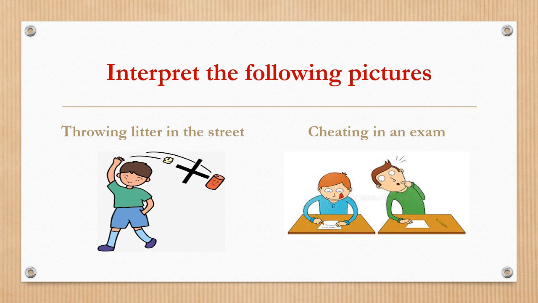Here we have two pictures. Read the caption and tell us what is common between these two pictures. Picture number 1, throwing litter or rubbish in the street. Picture number 2, cheating in an exam. We agree that both actions are immoral. We can say that they are immoral or unethical.